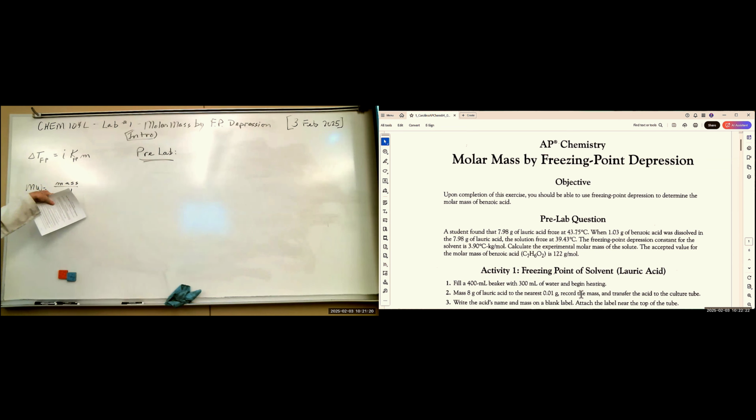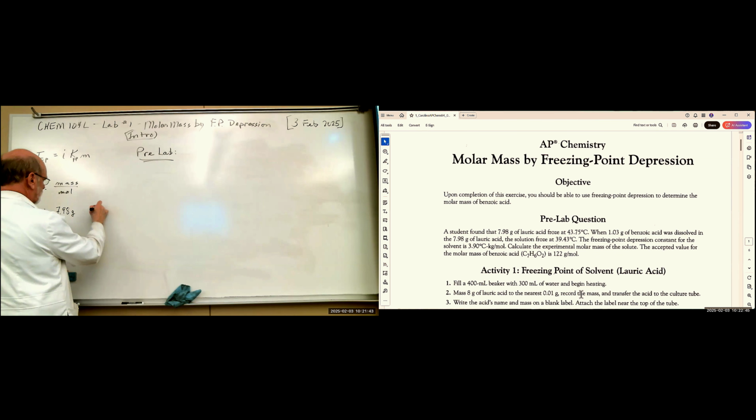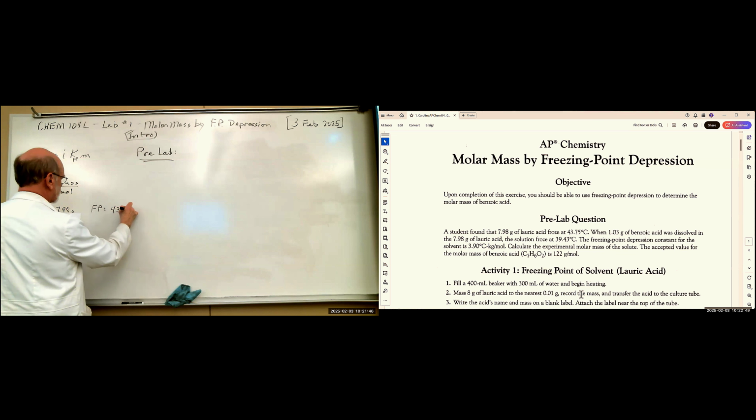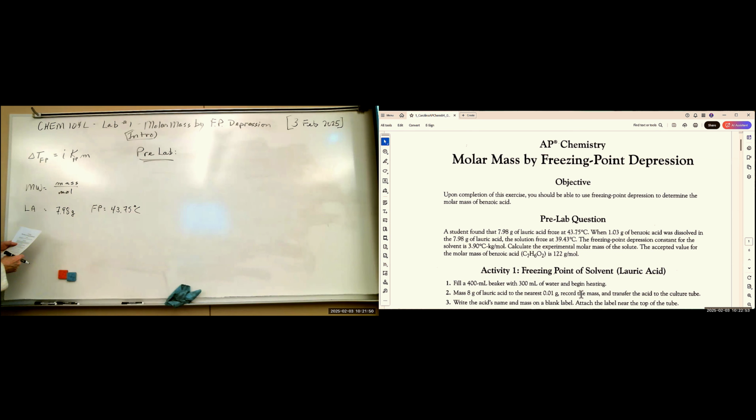What's the mass of the solute? What's the moles of the solute? Going back to the top, we have 7.98 grams of lauric acid, which has a freezing point of 43.75 degrees C. Then we add 1.03 grams of benzoic acid to that, and this is the solute. Benzoic acid mass equals 1.03 grams.